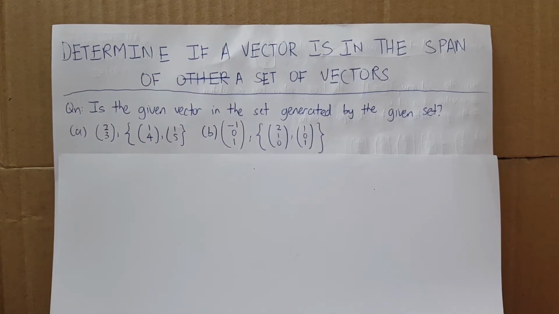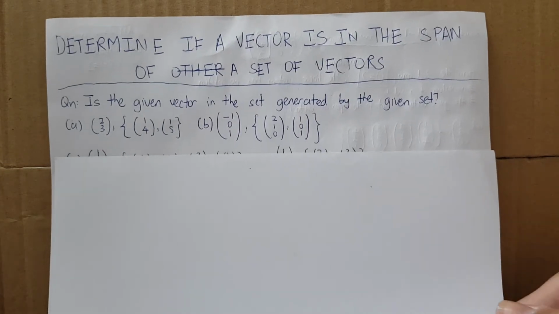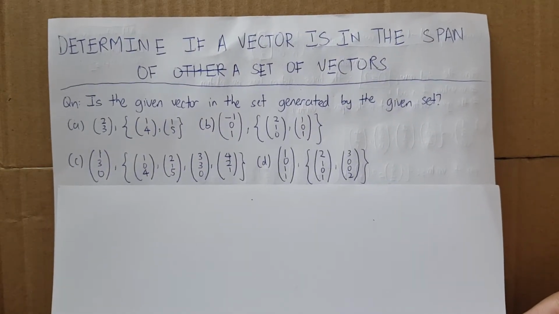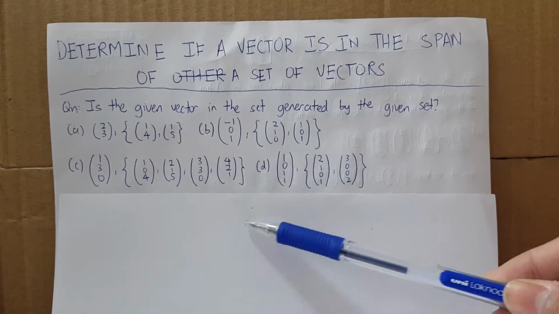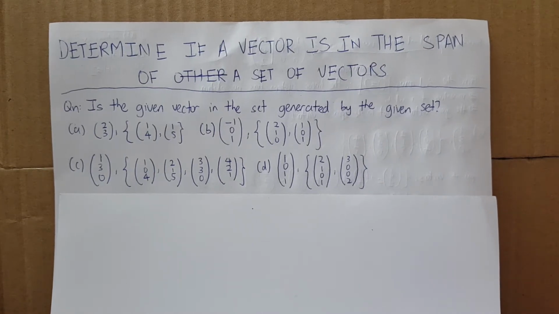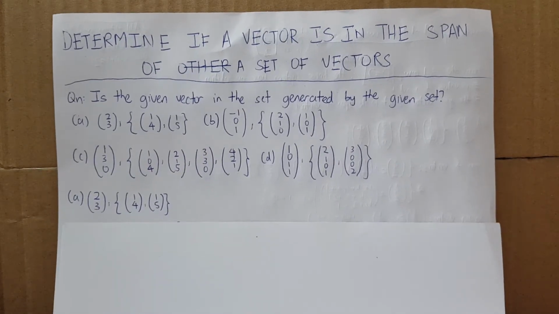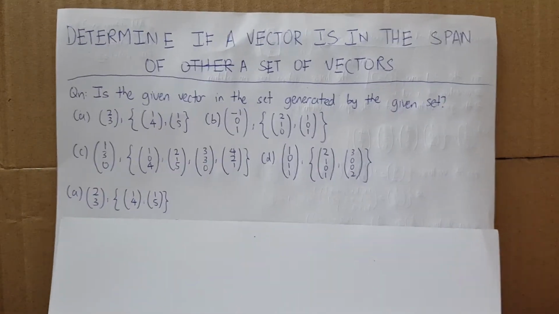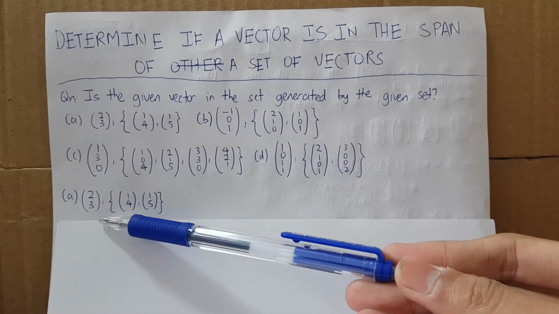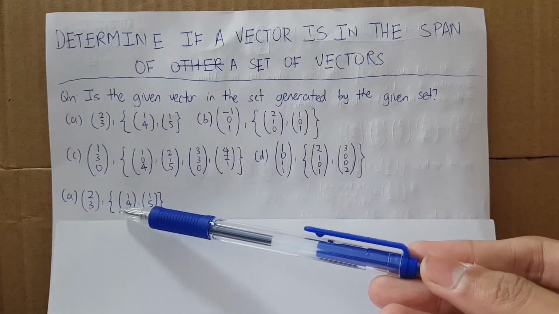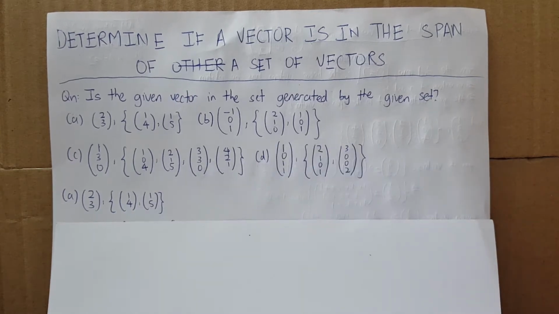Let's begin with the first example. We have four examples here to begin with, so that we can know whether a vector is in the span of a set of vectors. For the first example, our given vector is on the left hand side here, 2, 3, whereas this will be the span of a set of vectors, 1, 4 and 1, 5.